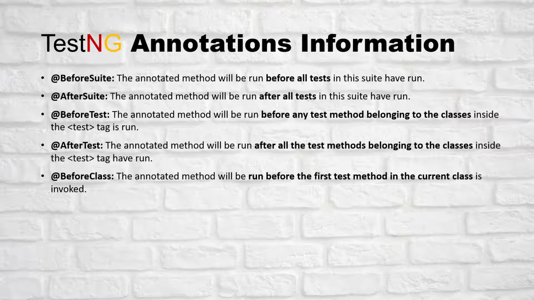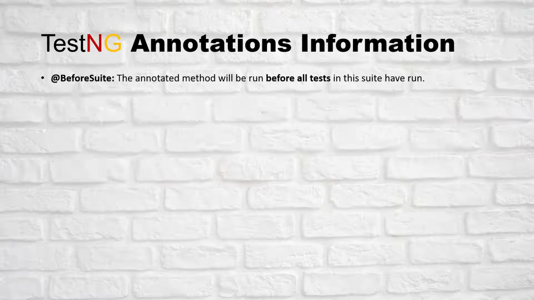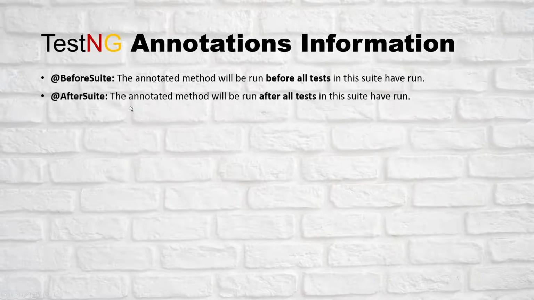Okay, let's start from the beginning. Now we saw that before suite was called before all the tests, right? First of all, before suite will be called if we have any method with, and remember this is very important, the before suite annotation. The last one is actually after suite. Let's read this statement: the annotated method will be run after all tests in the suite have run. So we saw that after suite was the last to be executed.